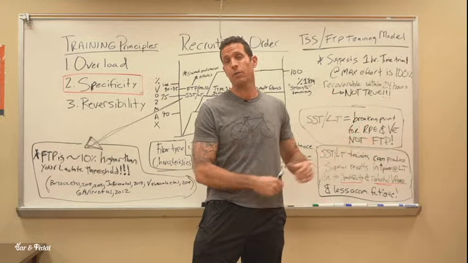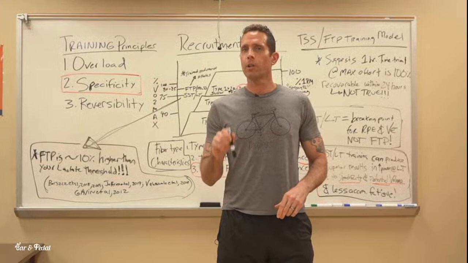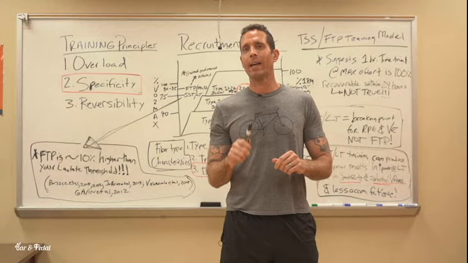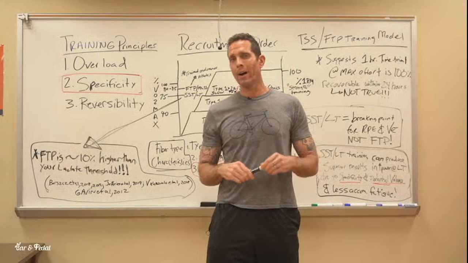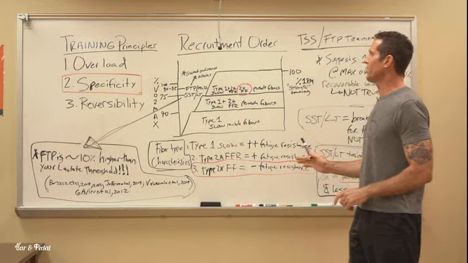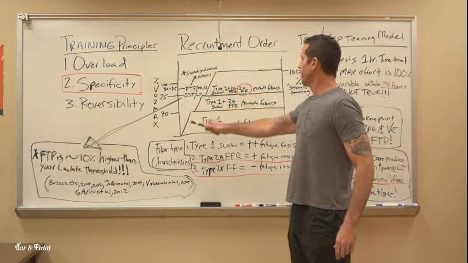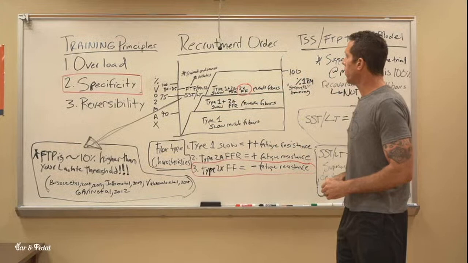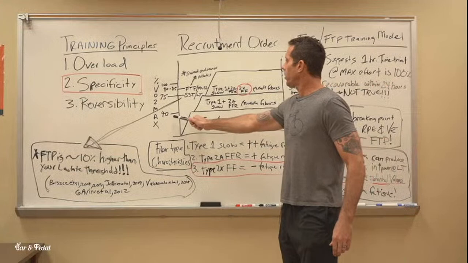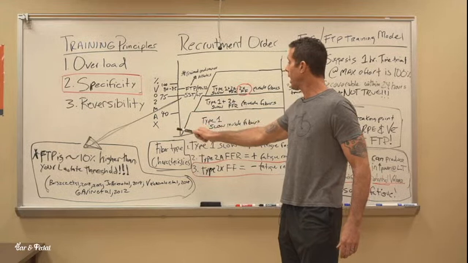So let me tell you exactly why that breaking point should not revolve around FTP. In other words, that training stress breaking point should not revolve around your 1-hour maximal power. And it has to do with physiological reasoning. So, number one, take a look at this recruitment order. The motor unit recruitment order chart suggests that from rest to about 40% VO2 max, we recruit type 1 slow muscle fibers.